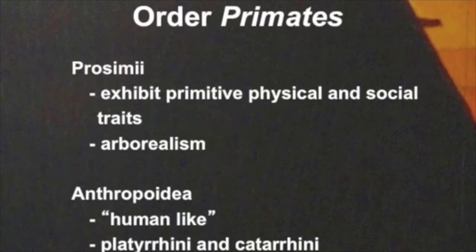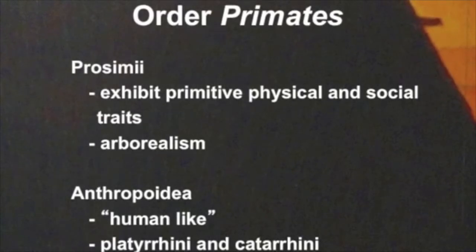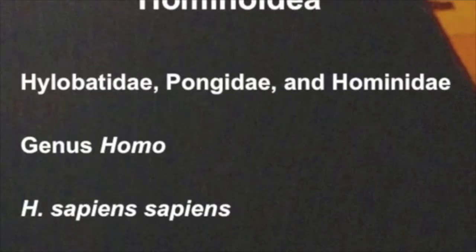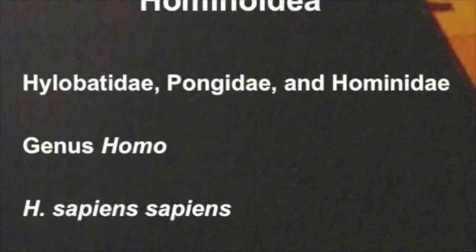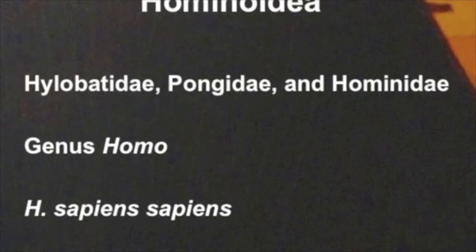So now a final look at the order Primates. Again, a bit of a review from our last time together. We recognize 2 suborders, Prosimiae and Anthropoidea. Humans are part of a superfamily distinction, which has 3 families within it. This is Hominoidea. The 3 families, Hylobatidae, Pongidae, and Hominidae. That's why humans are recognized to be hominids, living hominids.